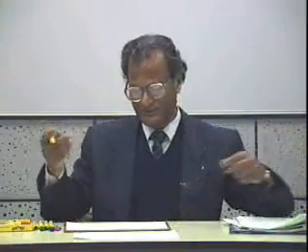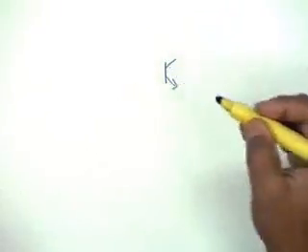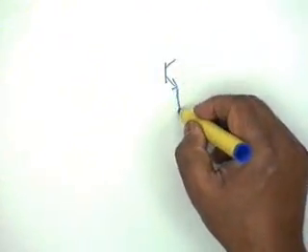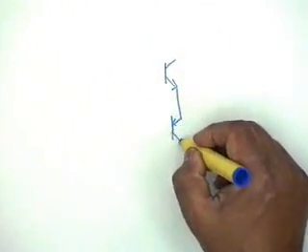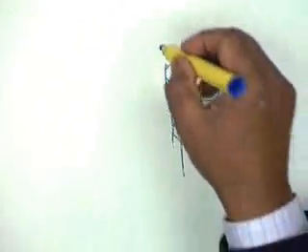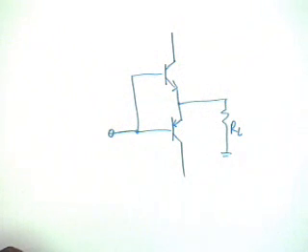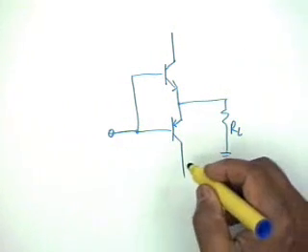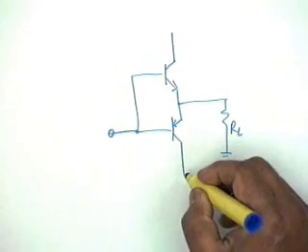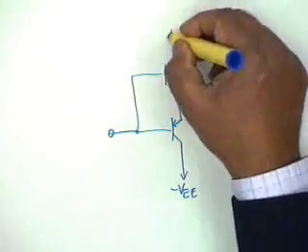Before we take up the problem, a small point that we missed in class B power amplifiers, I want to illustrate this. The simple class B power amplifier was like this, RL, and the 2 bases were connected and the input was applied here. Now this goes to minus VEE and this goes to plus VCC.